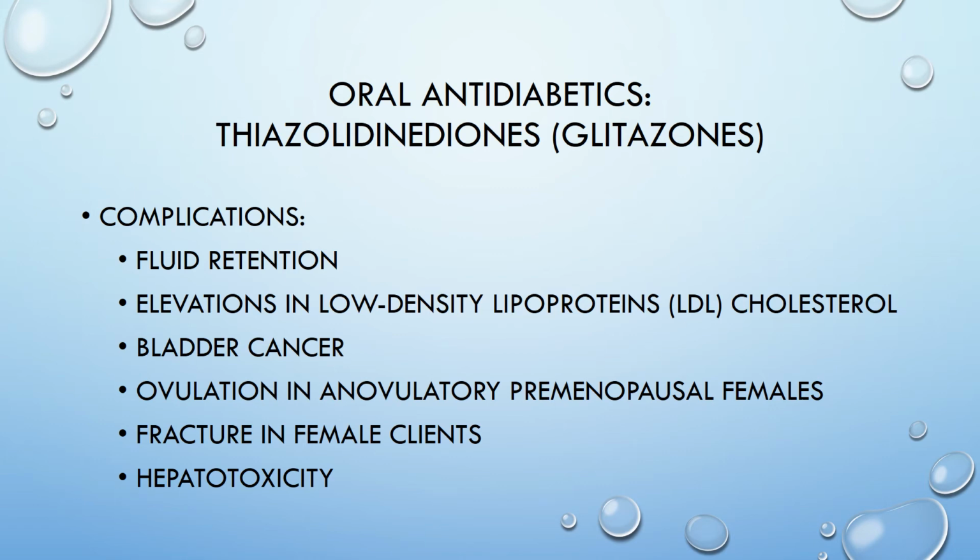Bladder cancer, so watch for signs of that: hematuria, which is going to be typically the first thing that people will notice, urgency, and then dysuria, which is difficulty urinating. So they need to let their provider know as soon as possible. Ovulation in anovulatory premenopausal females, so they may need to consider the potential for ovulation and contraceptive options. Fracture in female clients, so we need to be measuring the bone health, so bone density exams. They may need to increase their calcium and vitamin D.